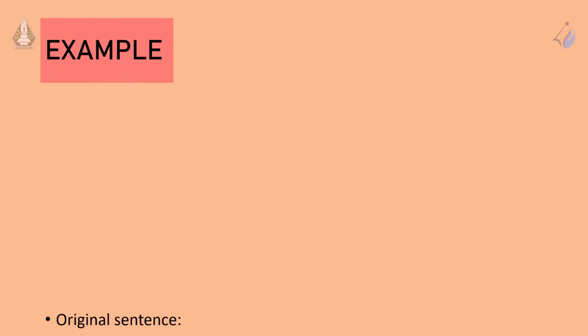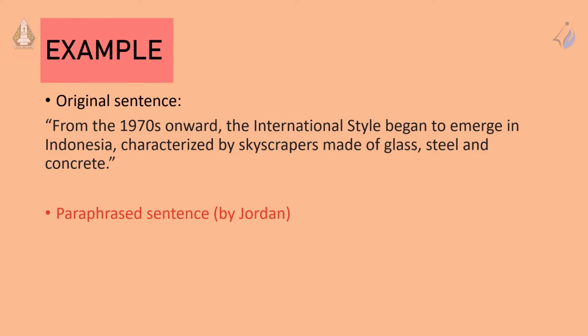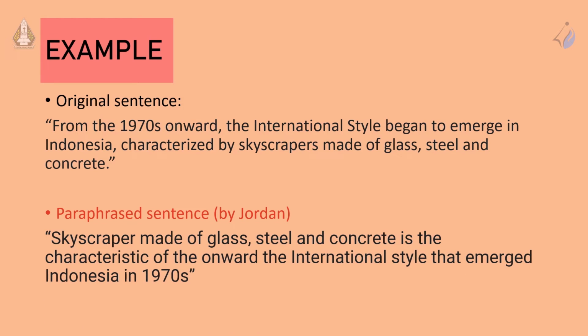Okay, what about this one? Here we can see that besides changing the order of the words, he also used different grammar, which is by changing the parts of speech. In the original sentence, the word is characterized. And in the paraphrased sentence, characterized is changed into characteristic. So that's why the parts of speech are different.